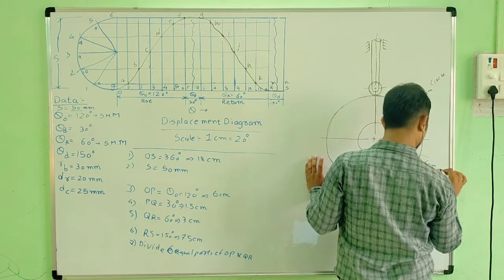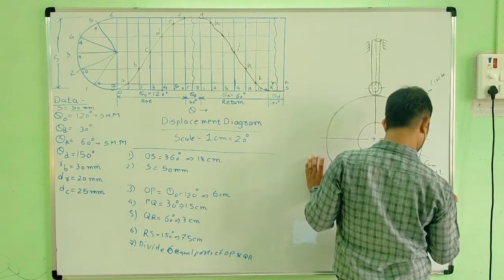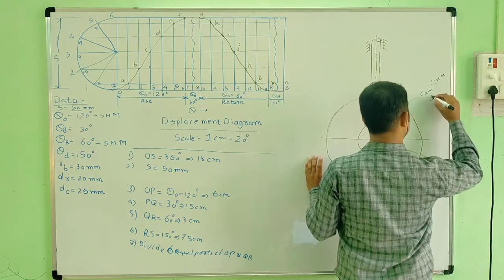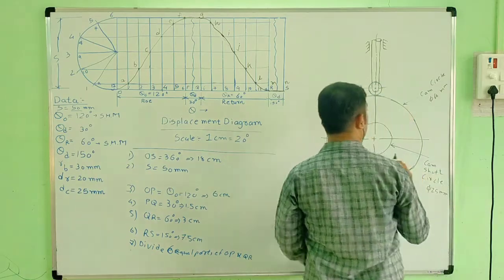Camshaft circle, 25 mm diameter. This is the cam circle, 60 mm diameter, 30 mm radius.